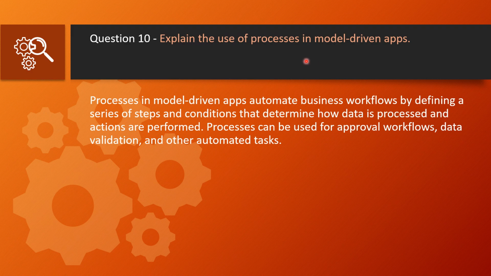Next question is, explain the use of processes in model-driven apps. Processes in model-driven apps basically automate the business workflow by defining a series of steps and the conditions that determine how data should be processed and how actions should be performed. Processes can be used for approval workflows, data validations, and other automated tasks.